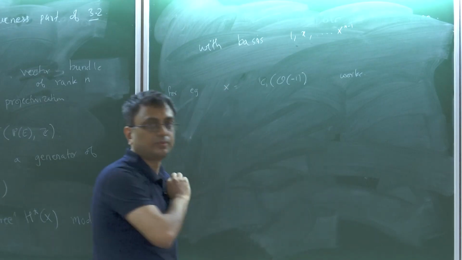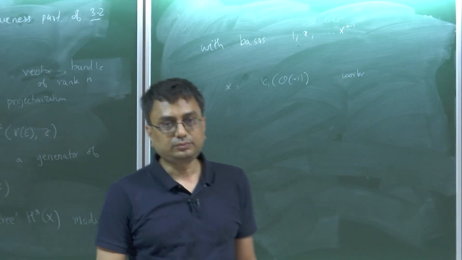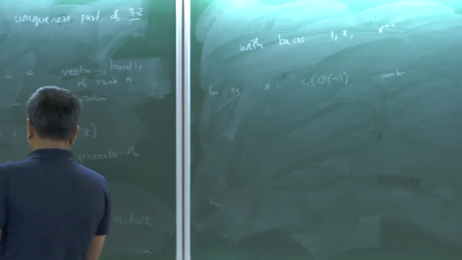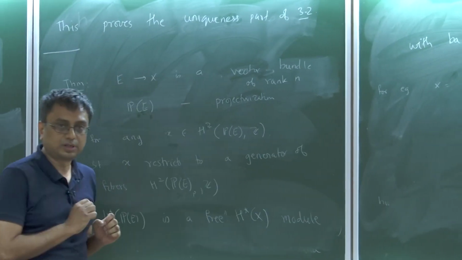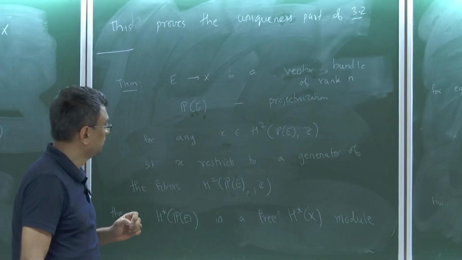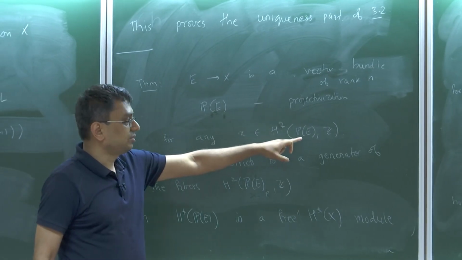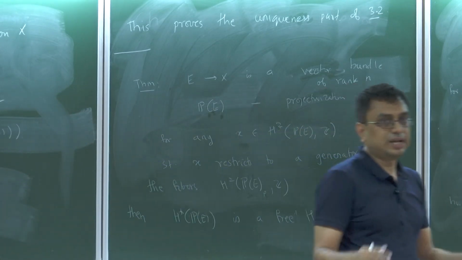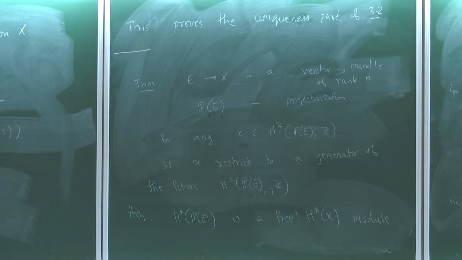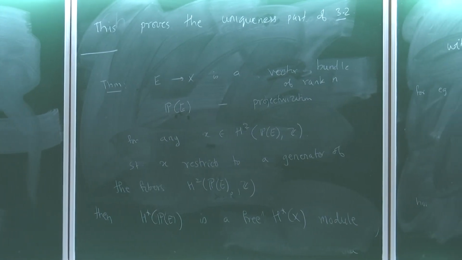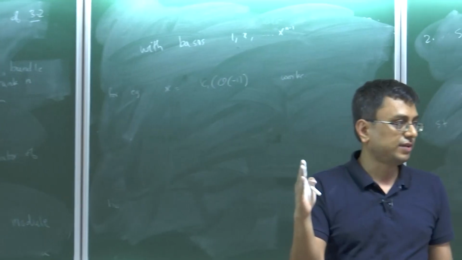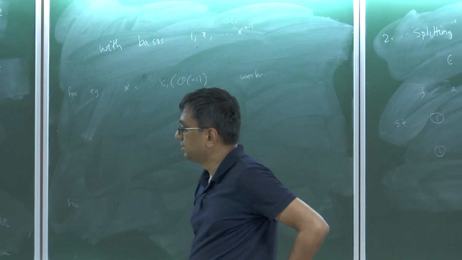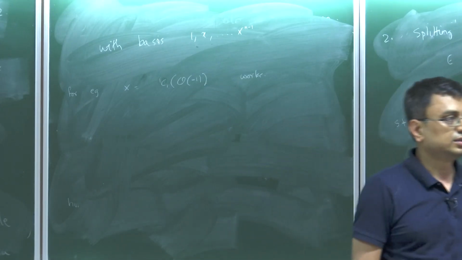The statement is for any x, but that there exists such an x is what we have not said. For any class which restricts to generators at every fiber, I have to first show there exists at least one class which restricts to a generator of H^2 of every fiber. So first we have to see this. And secondly, no, I think this is enough. So this is all we have to show.